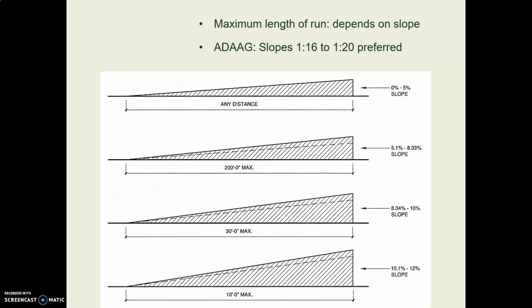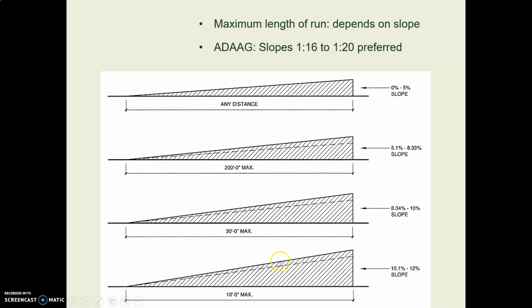Now, the length of the ramp and where the landings are affects people with various kinds of not only wheelchair disabilities, but various kinds of illnesses. So there are some illnesses and chronic conditions where walking is very, very hard work, and walking up a slope is even harder. So ADA limits how long the slope can be based on how steep the slope is.